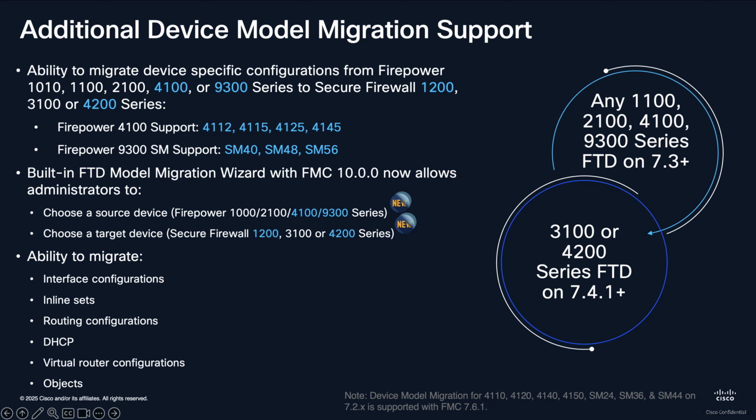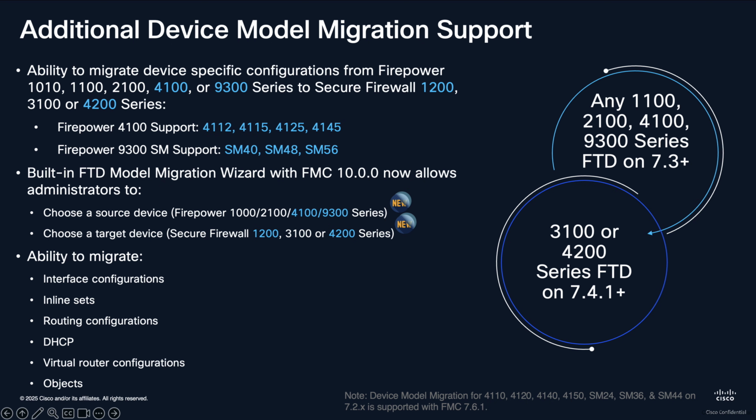You get the ability to migrate device-specific configurations anywhere from the 1010 to the 9300 to the 1200 to the 4200. To clarify, we don't allow migrating, say, a smaller device to a higher device, where there may be features that are specific to, say, a 4200. So with 10.0.0, for the 4100 support, we've added the 4112 through 4145. With the 9300 SM support, the SM40 through SM56 are added, and being able to migrate from the device model wizard or model migration wizard.